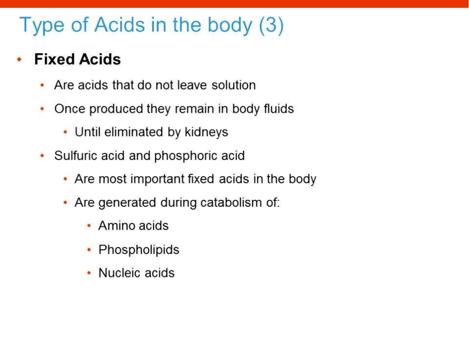Right? So again, our body, where do we get these acids that potentially drive us to become acidotic? Well, we have some fixed acids, and these are acids that do not leave solution. They are going to be produced in the liver. They are produced as part of our body's metabolic processes. They can potentially be eliminated at the kidneys, but they don't always have to be eliminated at the kidneys. All right? Some of our fixed acids include sulfuric acid and phosphoric acid. And then other ones are amino acids, phospholipids, and nucleic acids.